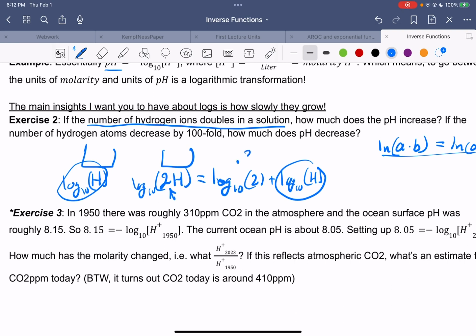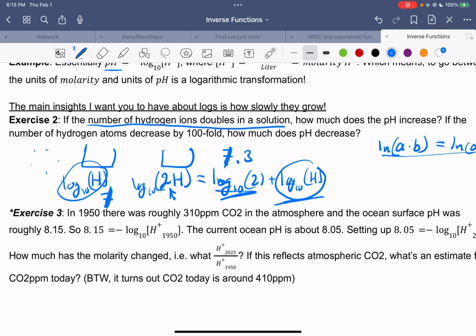Log base 10 of 2 is 0.3. Okay? So how does the pH change? Well, if the pH was 7, now the pH is 7.3, because I have to add 0.3 to whatever the old pH was, right? If the pH was 1, now the pH is 1.3. I've doubled, in some sense, how acidic this is. There's twice as many protons floating around.